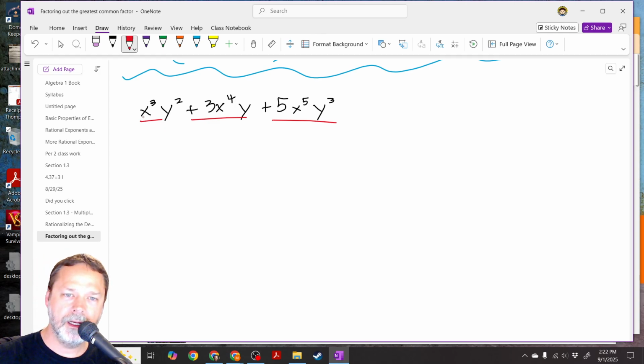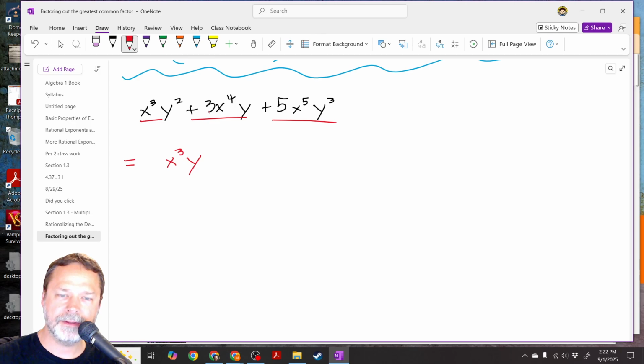So each of these have an x. They each have actually x cubed. I can take an x cubed out of x to the 4th and take an x cubed out of x to the 5th. So I know if I could factor out an x cubed for sure. They all have y's in them as well. There's 2 y's here, 1 y here, 3 y's here. The most I could take out of all of them is 1 y.